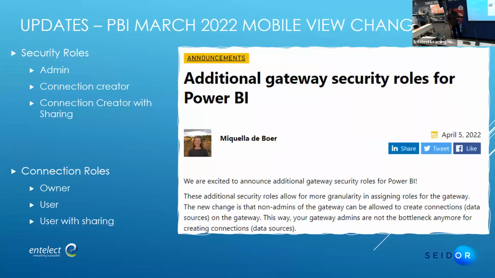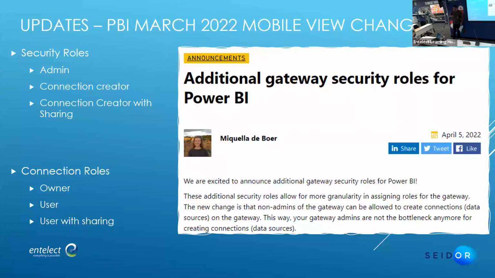And then on the updates, one of the last things I'd like to cover is the addition of gateway security roles. For those of you that use the Microsoft on-premise gateway, you'd remember that previously you had the connection roles, which are admin and user. That's all you had. But now they're introducing security roles, which are admin, connection creator, and connection creator with sharing.